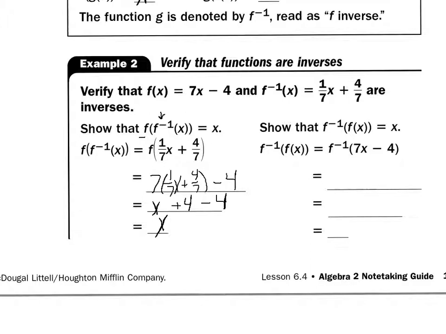Now we have to do it again the other way to show that they're really inverses. So let's start with the 1/7 and leave our spot, plus 4/7, and then put it in our 7x minus 4 and solve this again. So 1/7 times 7x is x. 1/7 times negative 4 is negative 4/7 plus 4/7, and that equals x. So they are inverses of each other.